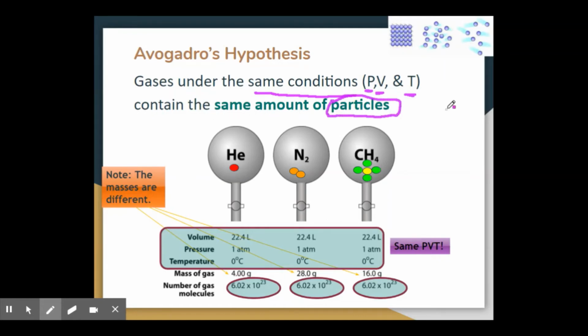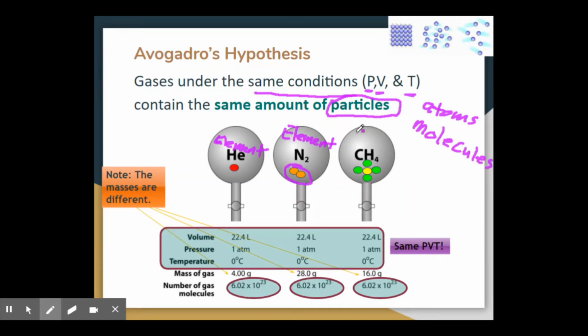Now, particles can stand for either atoms or molecules. It all depends on the actual substance. For example, helium here is just a singular atom. That's how this element is represented, versus nitrogen, which is considered a diatomic, meaning a molecule made of two of the same atoms. This is also an element, but in this case it would be considered a molecule, remember, because you have two of the same atoms bonded together.